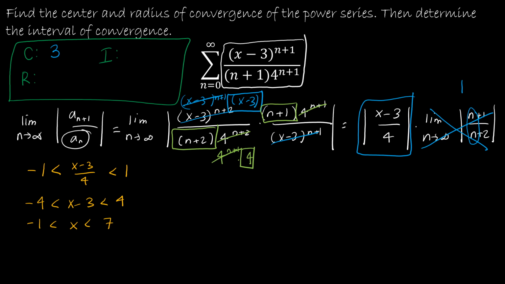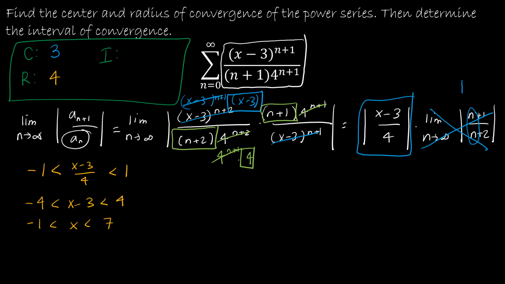Stop here and determine the radius. So the question is, I know my center is 3. What does it take for me to get from 3 to 7, or from 3 to negative 1? What's that distance? And that distance is 4. And again, I can just take 7 minus 3 to determine that that distance is 4. So that's my radius. So now I have my center and I have my radius.